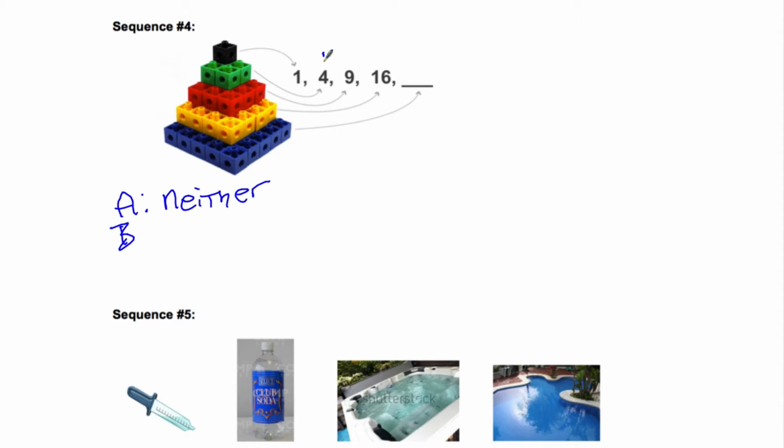That's 2 times 2. That's 3 times 3, 4 times 4. So this would be 5 times 5, which would be 25. So we see the pattern is just perfect squares.